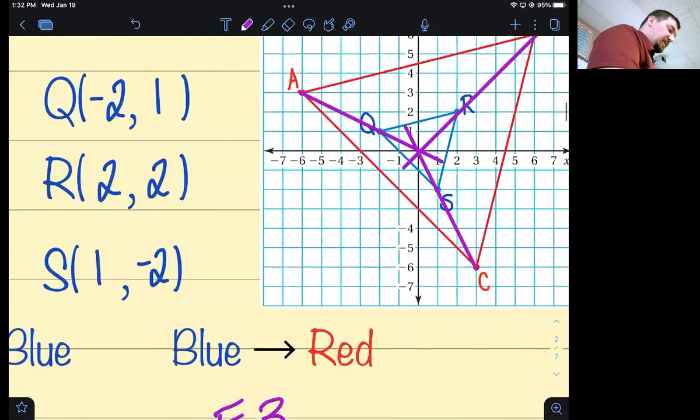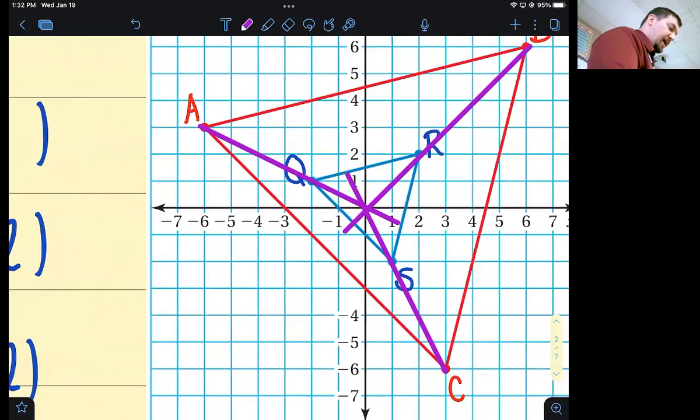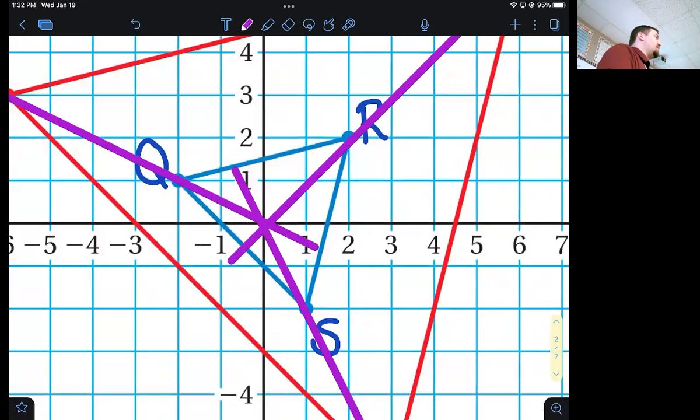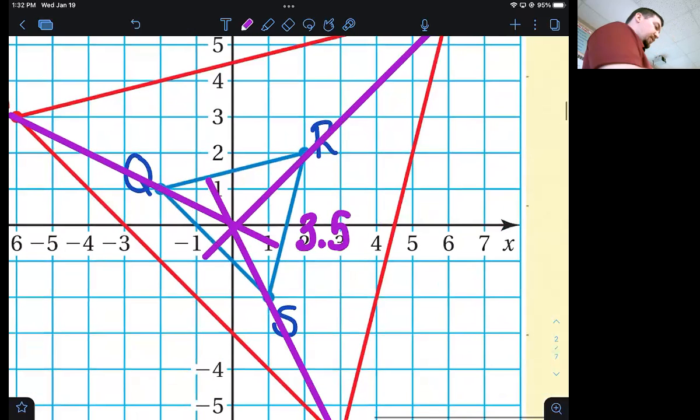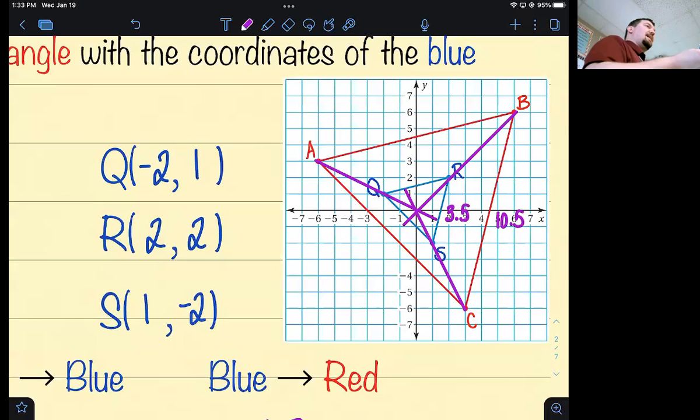If I actually told you what these side lengths were, we could find out if we knew how to use the Pythagorean theorem, but we don't know yet. Some of you might, but I haven't taught it to you yet. Let's just say that this one here was 3.5. Well, I would times it by 3 because the red triangle is 3 times bigger, and that would make this side 10.5. And if I write 10.5 over 3.5 and reduce it, I'll get 3 over 1. So my ratio is going to be 3, whether I'm looking at the side lengths or, easier, just look at the coordinates if it's being dilated with respect to the origin.